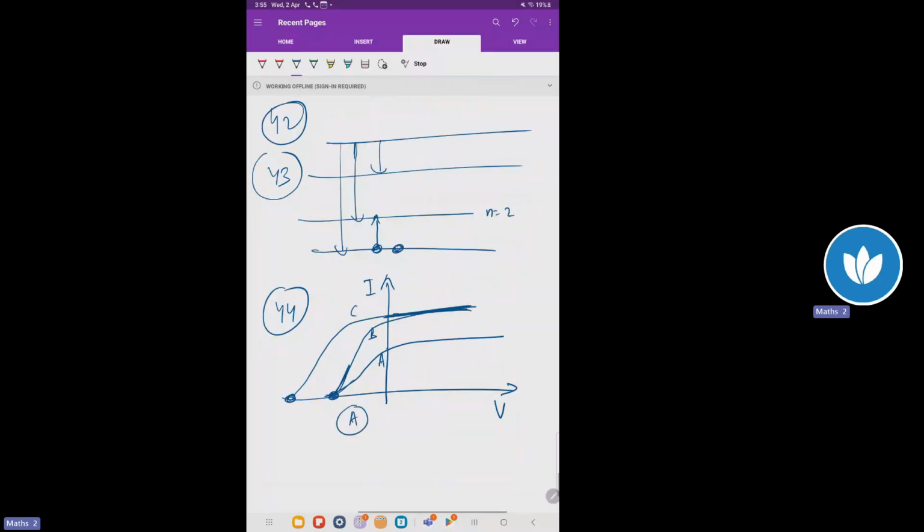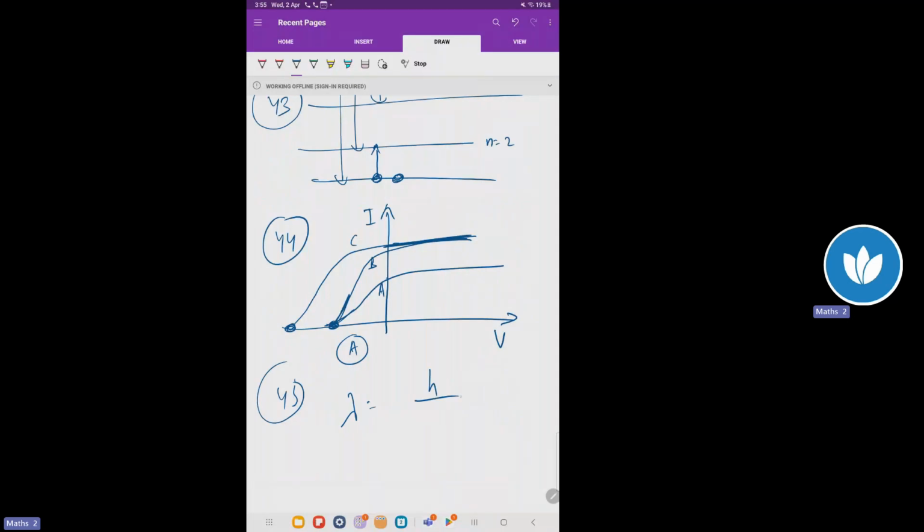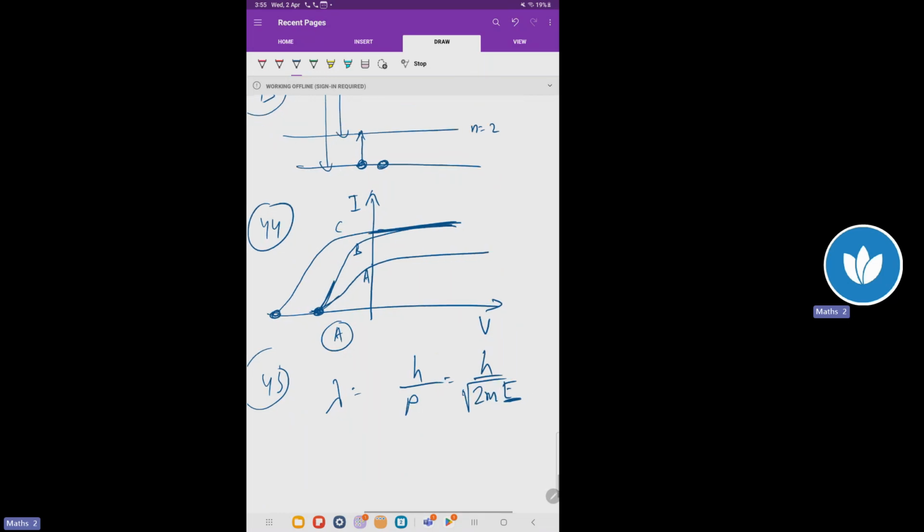45. Direct formula: lambda is equal to h by p, or h by under root 2 m E, and energy for a charged particle is qV. Option C.